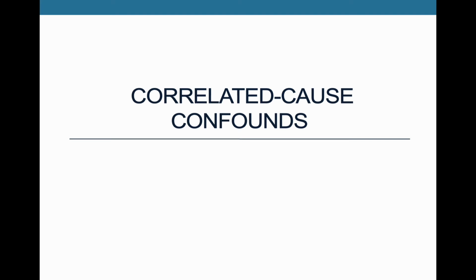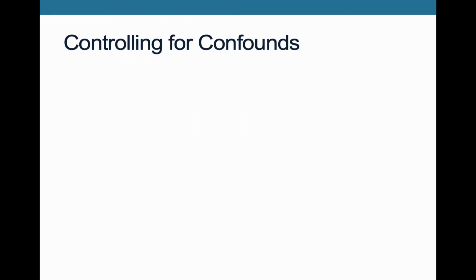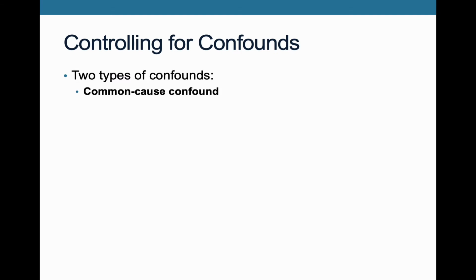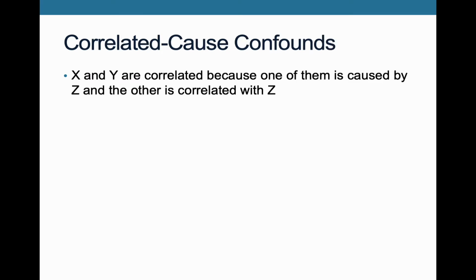In this video lecture, we're going to talk about another type of confound, which is the correlated cause confound. If you recall, we've been talking about controlling for confounds, and there have been two types of confounds. The first video lecture on this covered common cause confounds, and this one is going to look at correlated cause confounds.